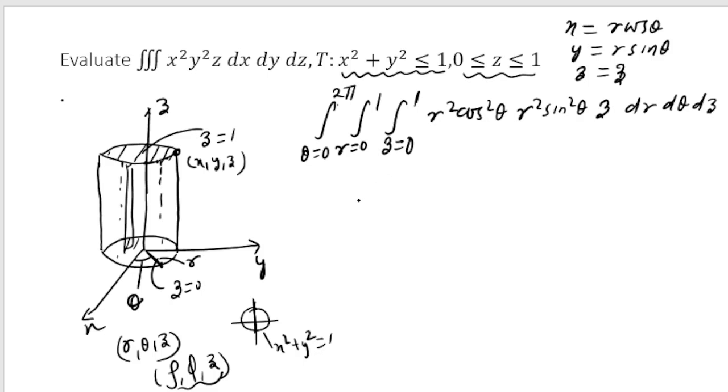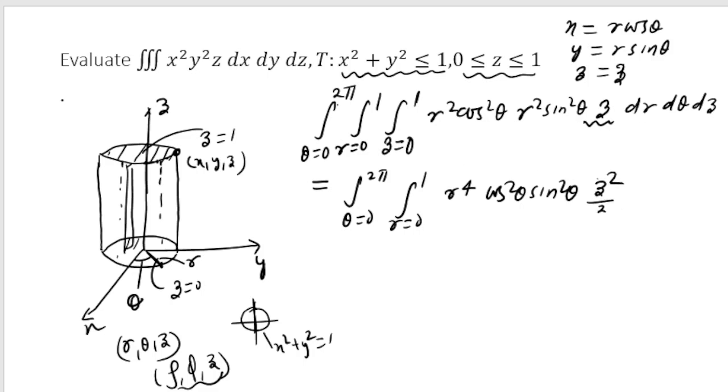Okay, now let me integrate it. So the theta limit is 0 to 2 pi, the r limit is 0 to 1, and the z limit is 0 to 1. So first of all I write r to the power 4 cos square theta sin square theta, and we have to integrate it with respect to z first. So I write z square by 2. The limit of integration is 0 to 1, and then dr d theta.